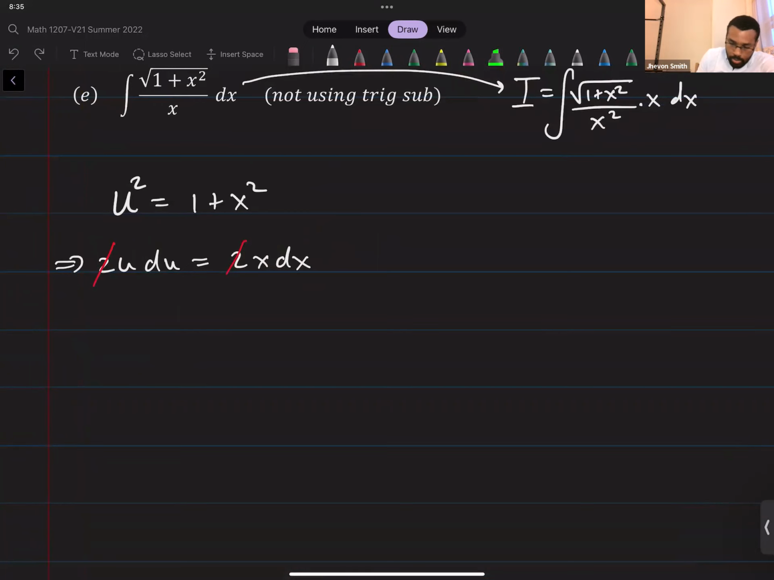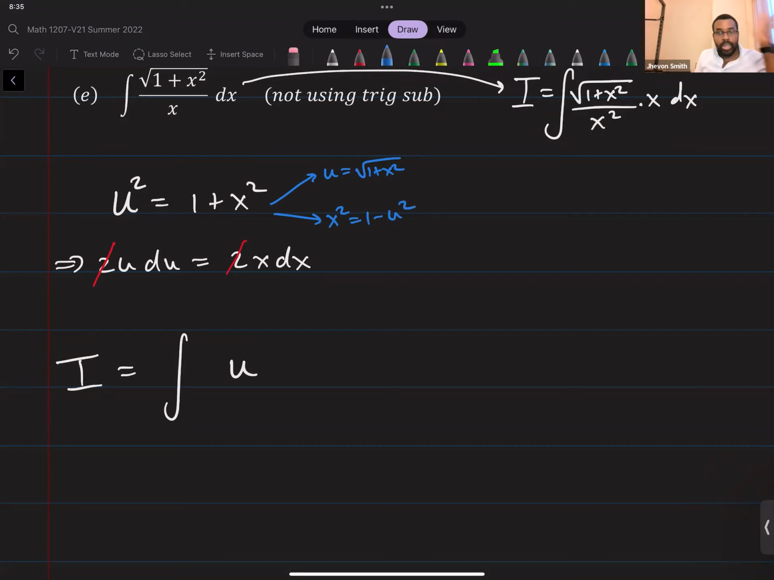So now I'm going to go in. So what is my radical of 1 plus x squared? Well, that's just u, right? Because from this, I have those two facts. One, I know that u is equal to the radical of 1 plus x squared. I also know, by the way, that x squared is going to be u squared minus 1.